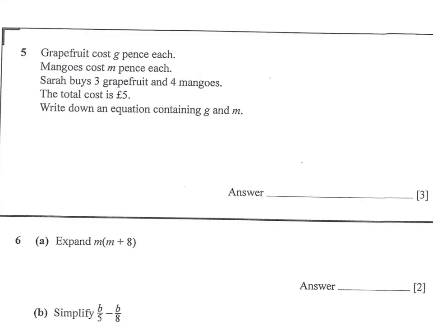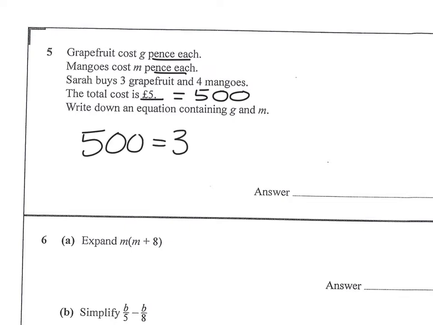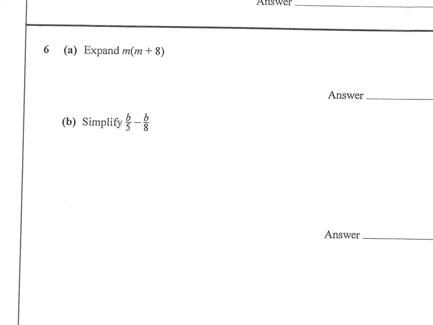In this question, you need to be really careful with units. £5 and pence. So the first thing you've got to do is change that to 500. So 500 pence equals the 3 grapefruits, which cost G pence each, and the 4 mangoes, which cost M pence each. Got to remember when we're expanding, M times M is M squared, M times 8 is 8M.